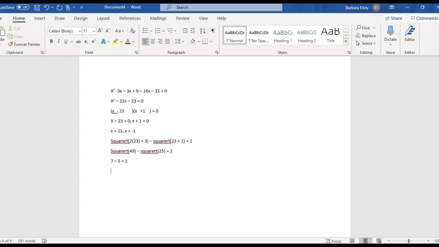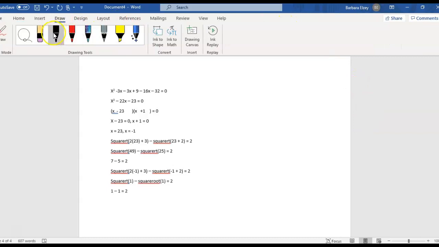Let's check negative 1 in the same manner. So we'll have the square root of 2 times negative 1 plus 3, minus the square root of negative 1 plus 2, equals 2. All right, so negative 2 plus 3 will be 1. And negative 1 plus 2 will be 1. And the square root of 1 is 1. But 1 minus 1 is certainly not 2. So negative 1 is our bad solution. It's extraneous. 23 is the only solution to this problem.